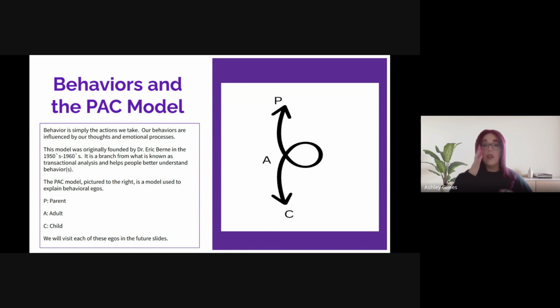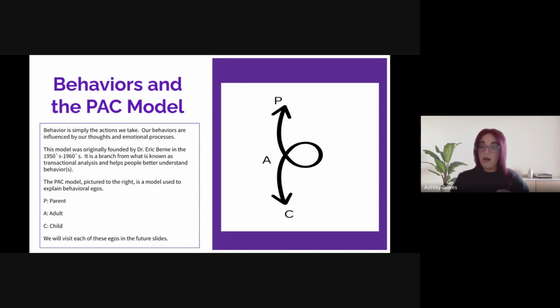Okay, so behavior is simply actions that we take, typically influenced by thoughts and emotions and situations, of course. Okay, so I use the PAC model to explain behavior. This is a model that came about by Dr. Eric Berne back in the 1950s, 60s, and it came from a branch known as transactional analysis. I'm not going to dive into what that is. That's a whole lesson for another day. If you want more information on transactional analysis, I'm happy to connect you to some resources, but that's essentially where this came from.